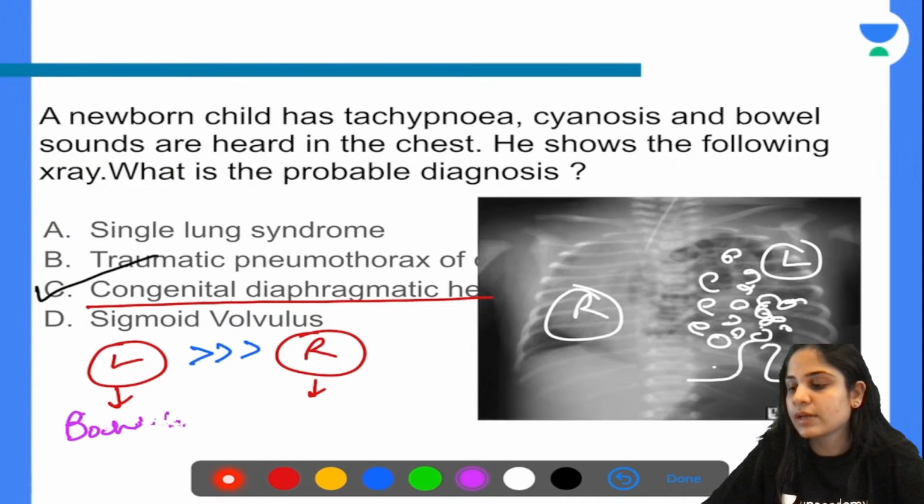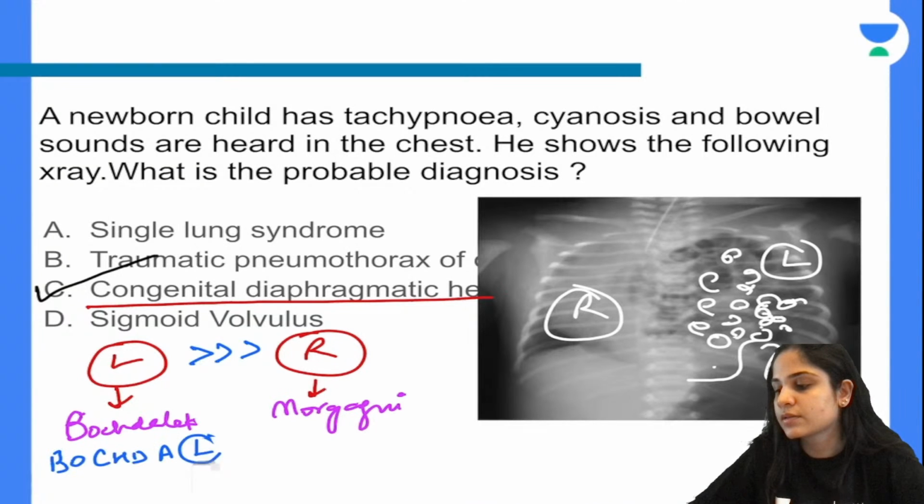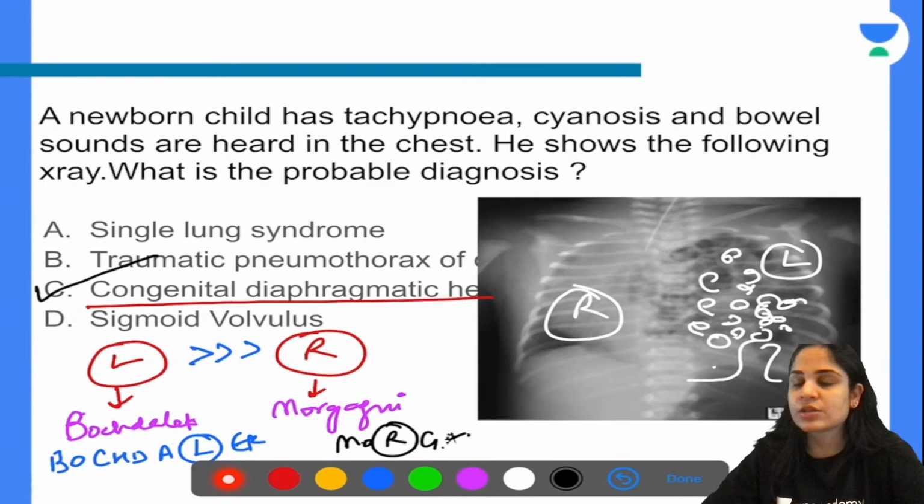So how do you remember this? In Bochdalek, you have an L, so that's how you can remember Bochdalek is on the left side. And whenever you think about Morgagni, it has an R, so Morgagni is present on the right side. That is one of the tricks to remember which hernia is on which side.